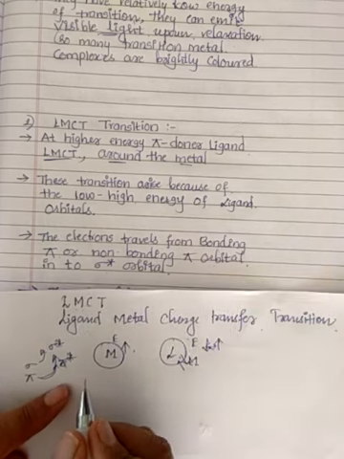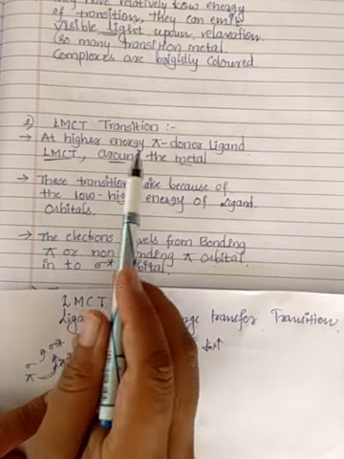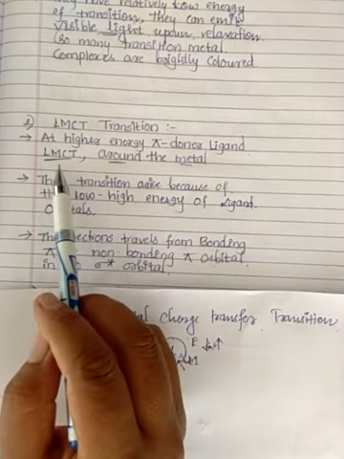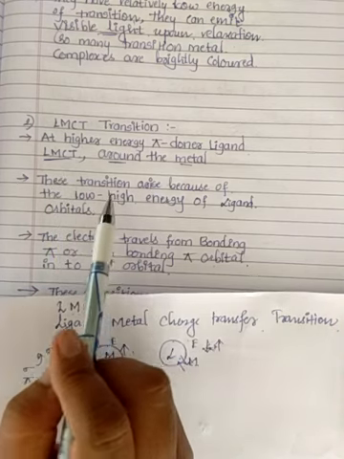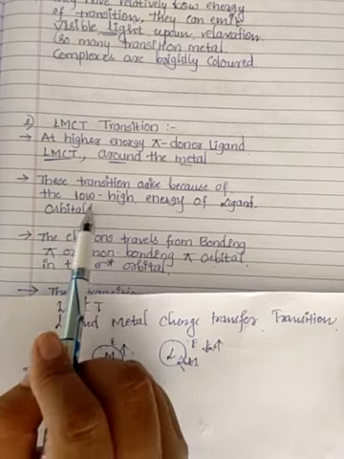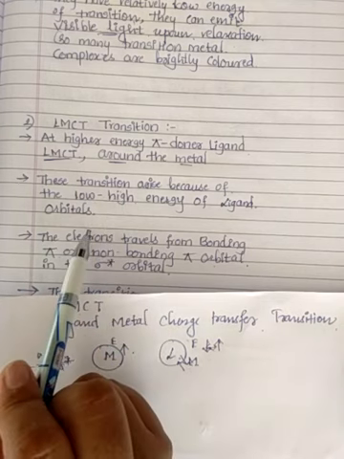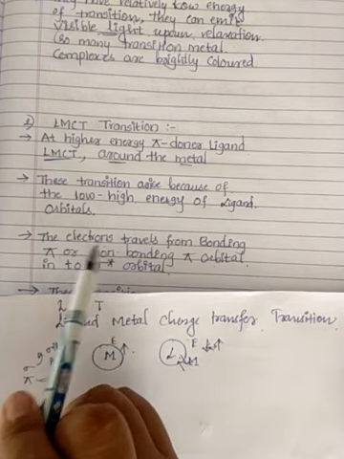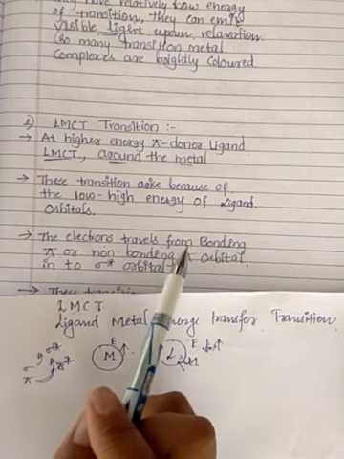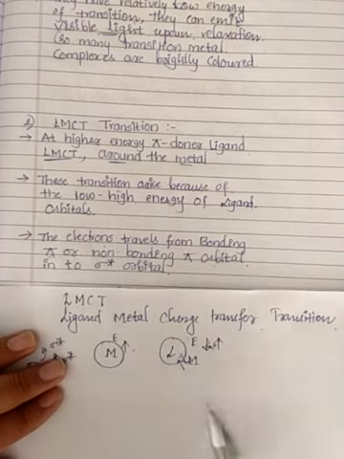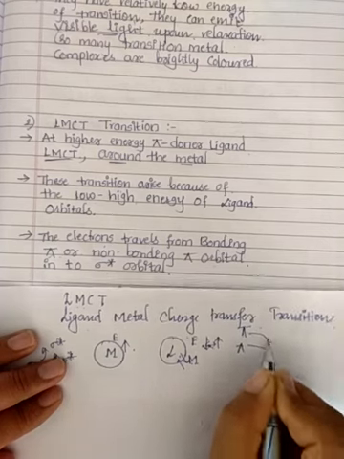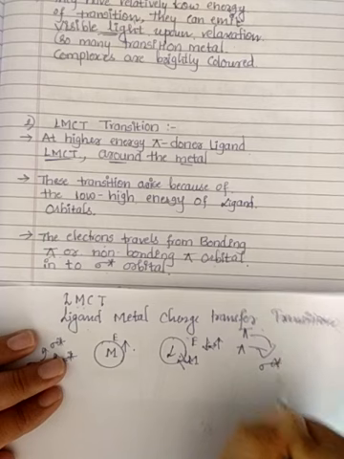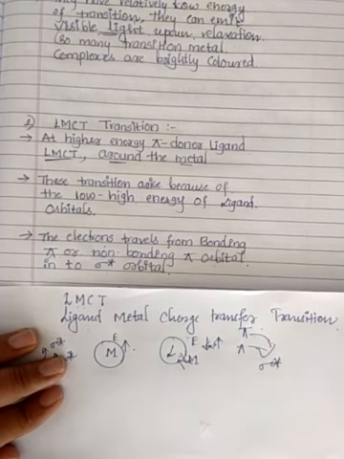So what they mean to tell you is that at higher energy, pi donor ligands undergo ligand to metal charge transfer around the metal. Next, these transitions arise because of low to high energy of ligand orbitals. The electron travels from a bonding pi or non-bonding pi orbital to the sigma star. This may happen over here, isn't it?